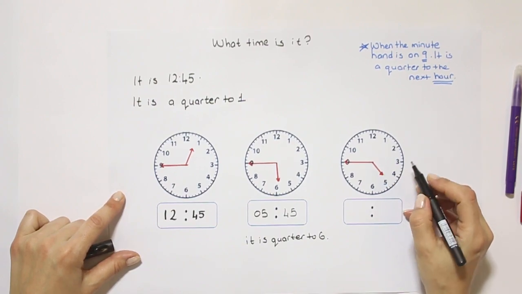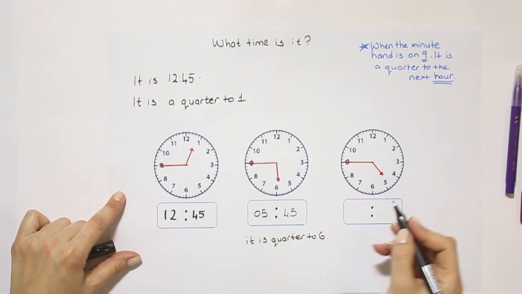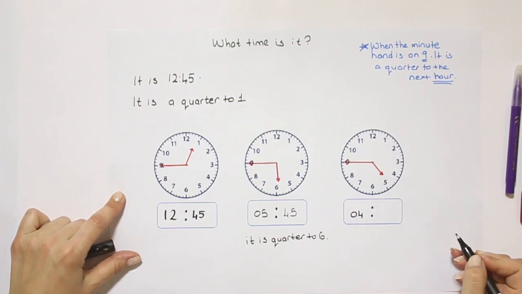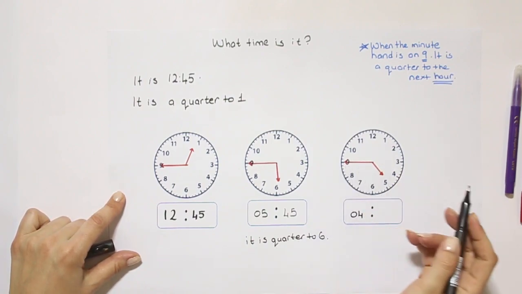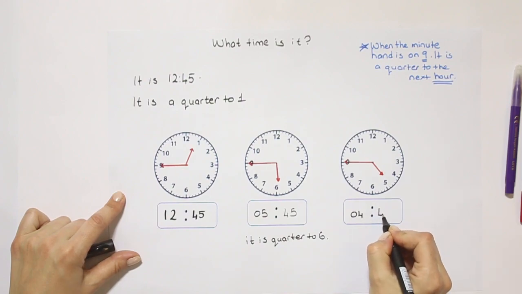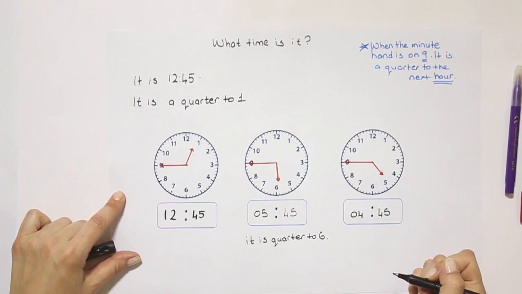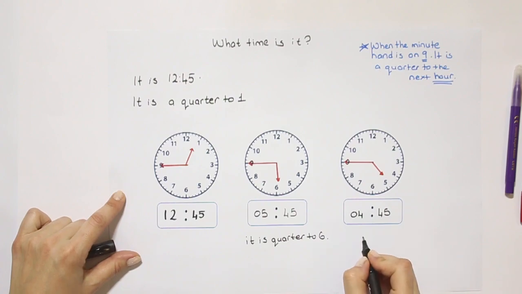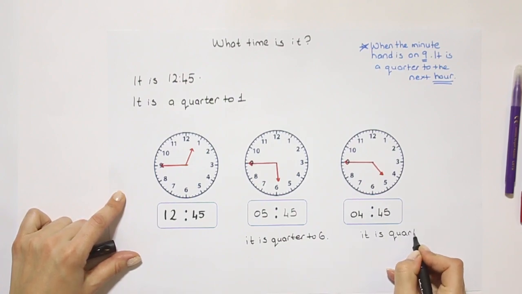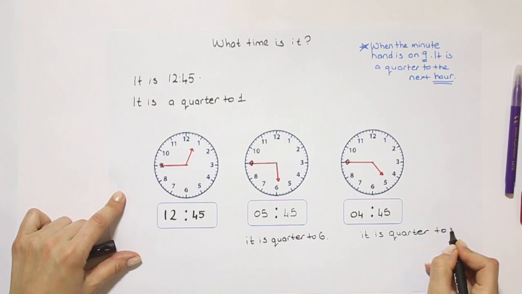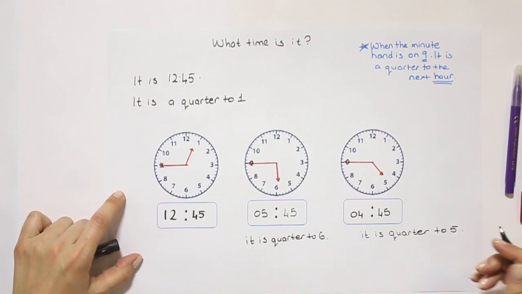The hour hand is pointing between 4 and 5. We know the hour is 4. The minute hand is pointing to 9. We know that means 45 minutes. So, what time is it? 4:45. Another way we can say this is it is 4:45. Great job.